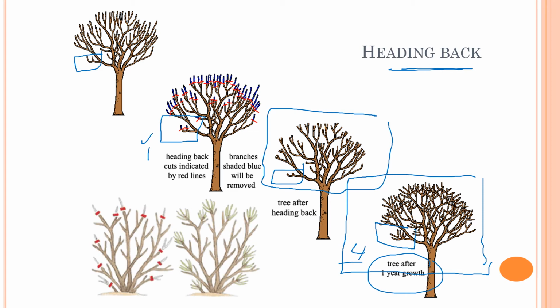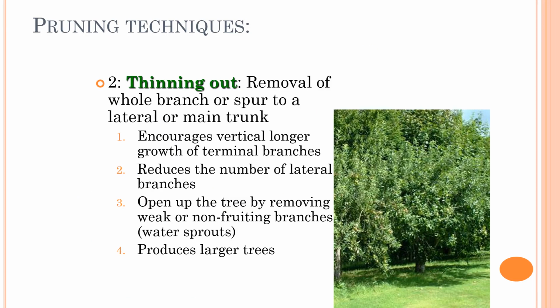The same thing here, another example. You cut these branches, and each of them will develop more than one branch. So the tree will remain short and bushy. Another type of pruning is called thinning out. This is also another type of pruning that you have to learn. There are only two types actually. So remember that one was only removing part or the top of the branch. This one is removing the whole branch.